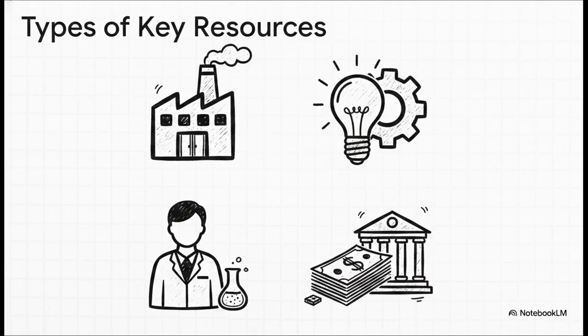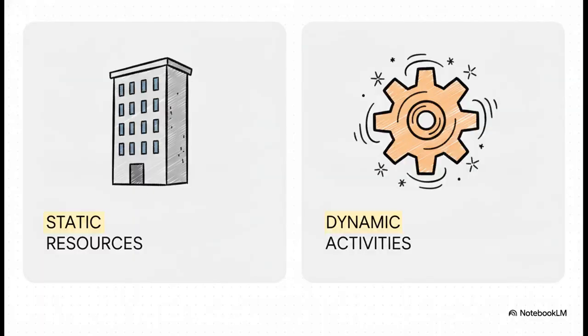Human resources are critical in knowledge-heavy fields. Think top-tier research scientists at a pharma company. And financial resources, well, that's the cash, credit lines, and equity you use to keep the lights on. Now, notice the clear distinction here. While key resources are the static things you own or need, your assets, key activities are the dynamic actions you take. Resources are the noun, activities are the verb. It's the actual manufacturing process, the specific 2-week software development sprints, or the problem-solving consultations that actually put your resources to work.